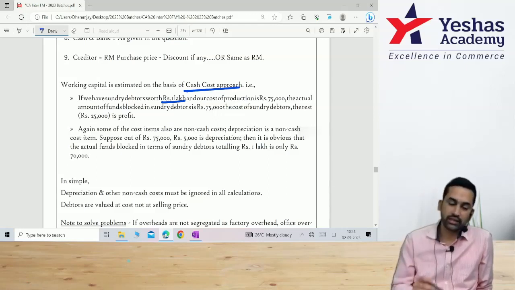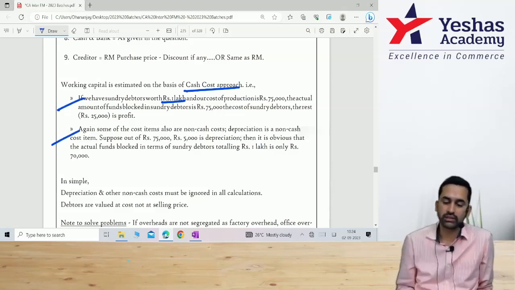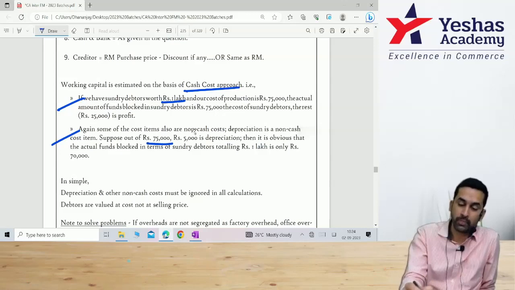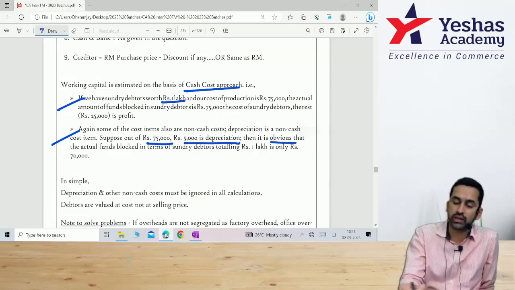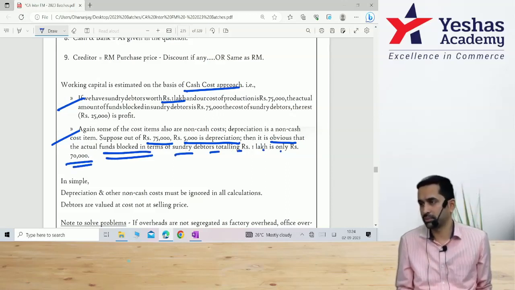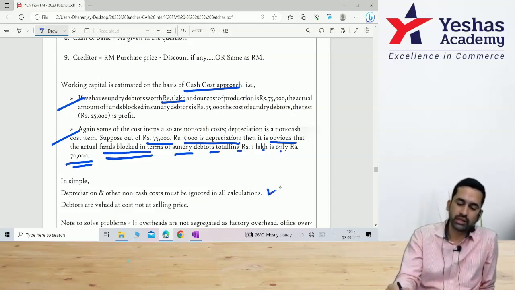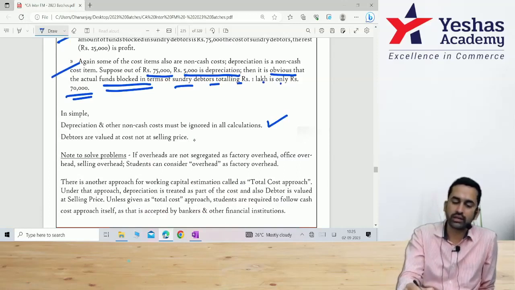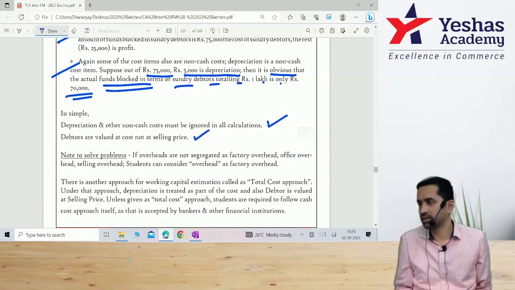Simple. And then imagine out of this 75,000, read the second point. Again, some of the cost items are non-cash in nature. Depreciation is one such non-cash item. Suppose out of 75,000, 5,000 is depreciation, then it is obvious that the actual fund blocked in terms of debtor will be only 70,000 for our calculation purpose. So in simple terms, there are 2 points. Depreciation and other non-cash items are ignored. Second, debtor is valued at cost and not at price.